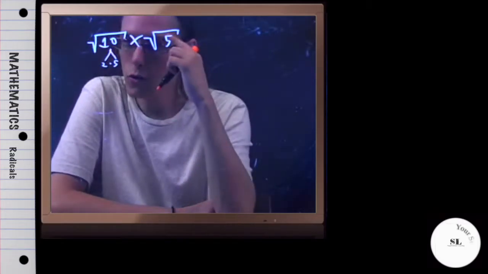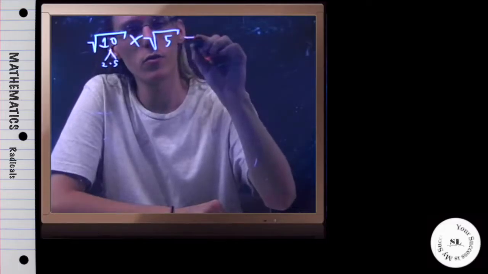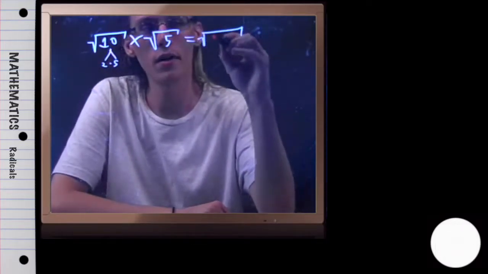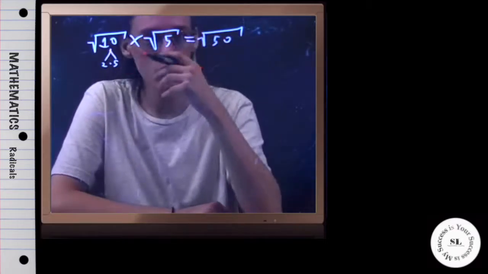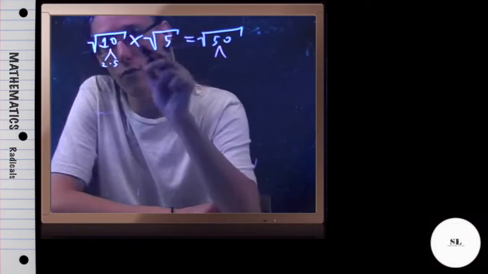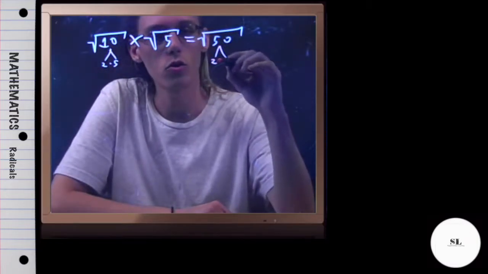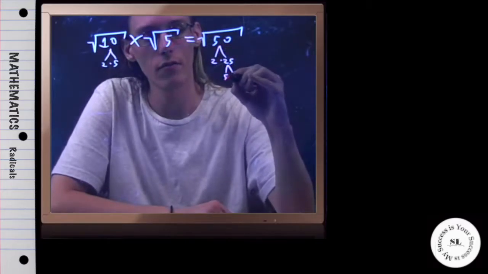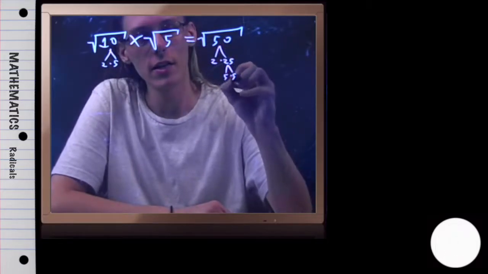So what I can do is I can go ahead and multiply it, and there's two ways you can do this. The first way is I just say 10 times 5. So I have the square root of 50, and then I just need to do my factor tree with 50. So, of course, I could use 10 and 5, but to just be different, I'll use 2 and 25. And then 25 I can break down into 5 and 5. And notice there's my pair of 5s.